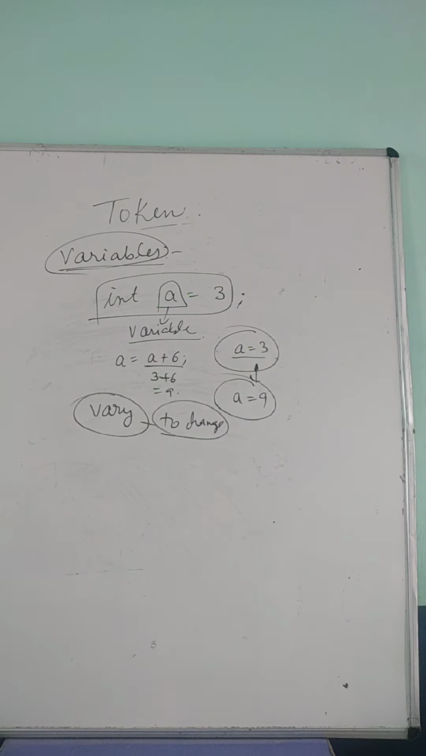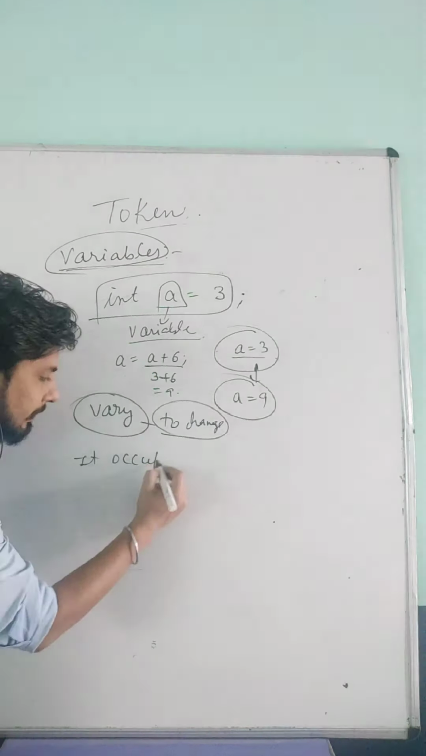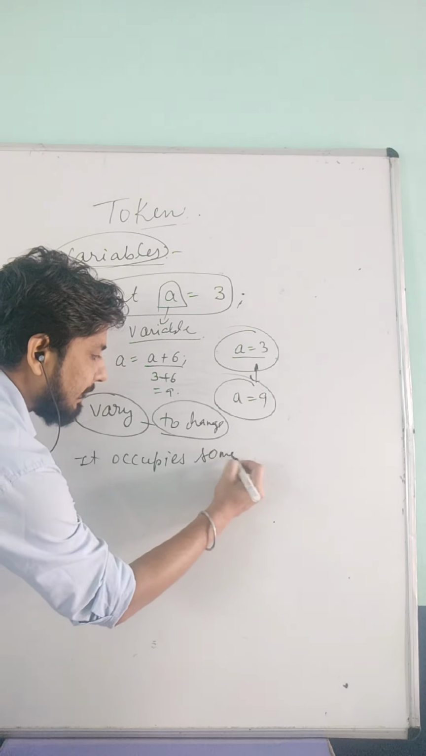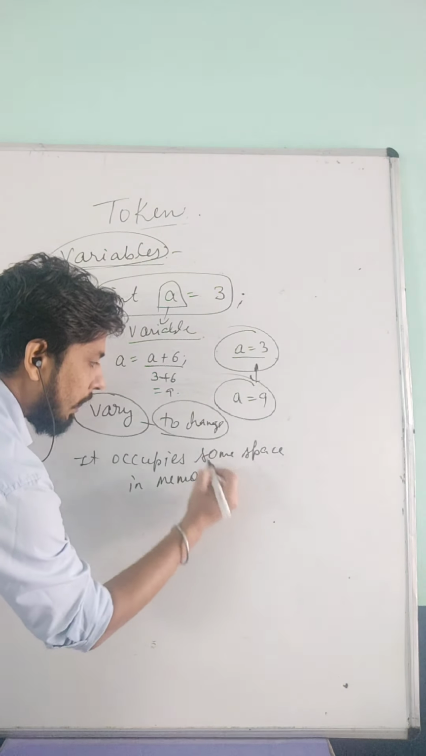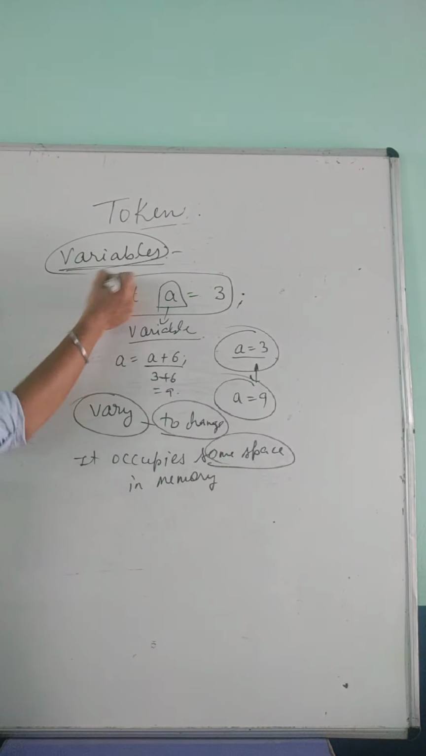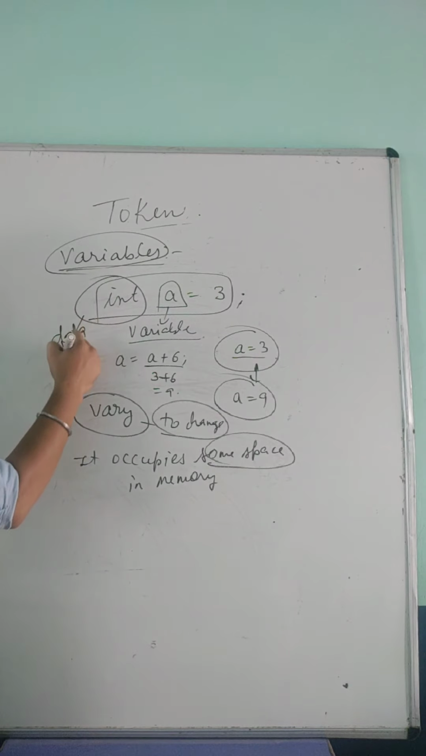And it occupies some space in memory. How much space will it take? It depends on our data type. Now, a variable is just a container that holds some value, and that value is not fixed, it can be changed, and a variable occupies some space in our memory. How much space it takes depends totally on the data type, which data type we are using, or which type of value we are storing.